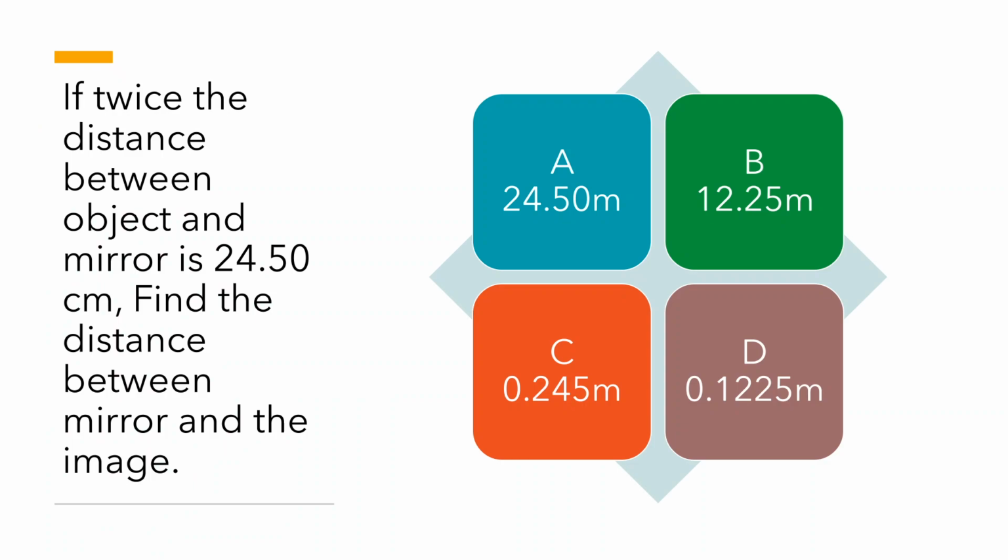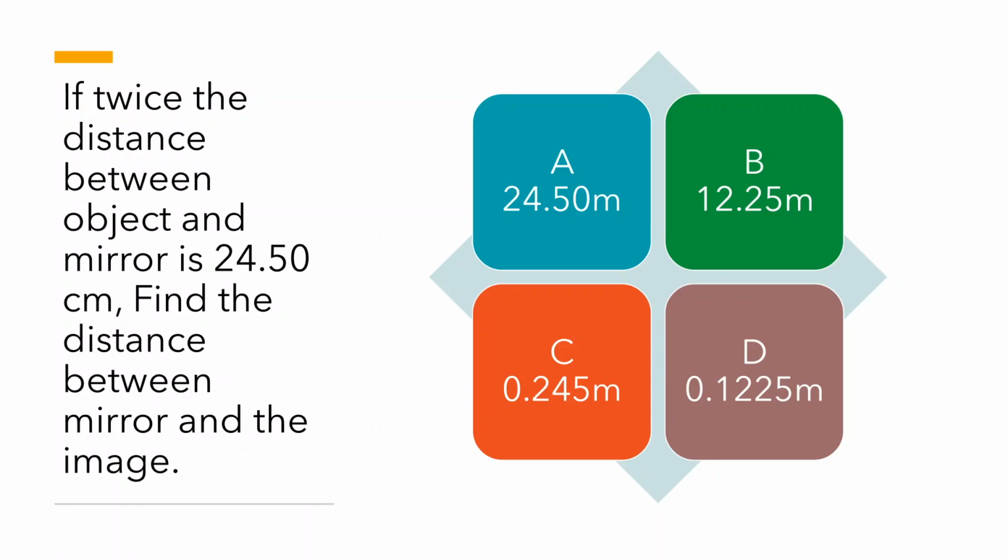Please do pause the video and try to solve this question. Twice the distance between object and mirror is 24.50. Find the distance between the mirror and the image. Pause the video. I hope you paused and tried to work that out. If not, I'll help you.